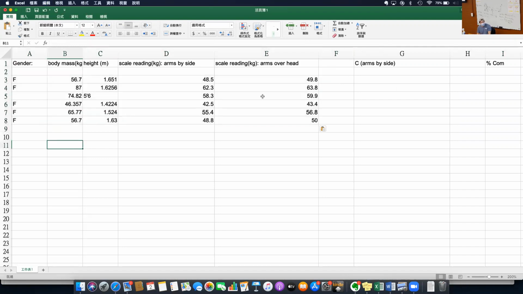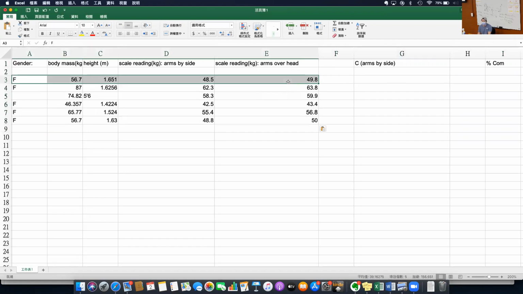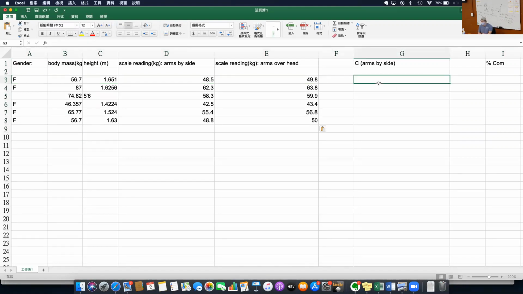Okay, so then how do we calculate C, for example, for this subject, the first one? We're going to type this equation into Excel, right? To type in an equation, we first need an equal sign. We type in equal, and then we put the first one, F times L, right? And what is F? F is a scale reading, right? And if you want arms by side, the scale reading will be here, would be D3, right?